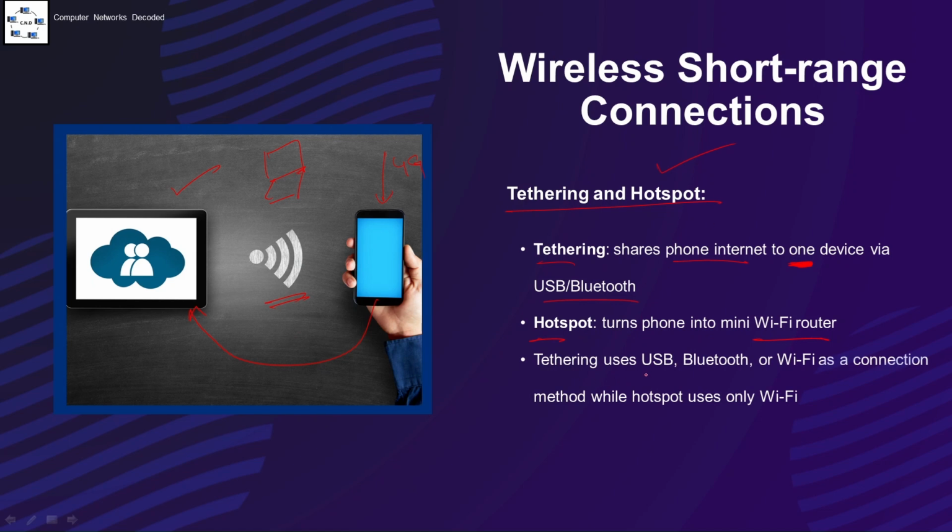So tethering basically uses USB or Bluetooth or even Wi-Fi as a connection method, while hotspot uses only Wi-Fi. So this is the one distinction, and the other distinction is that the hotspot shares internet with multiple devices, while the tethering basically shares internet with only one device.